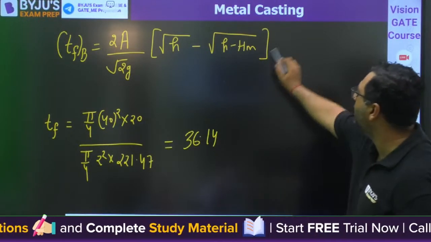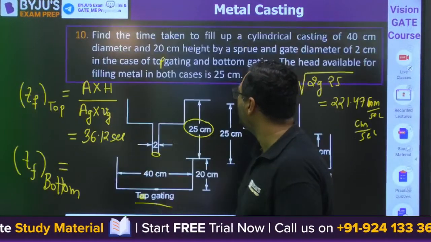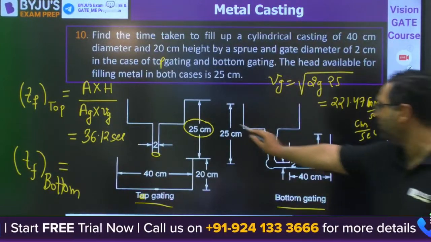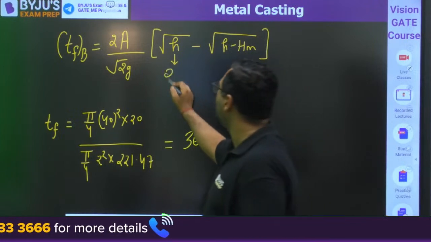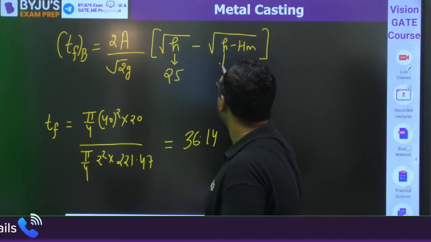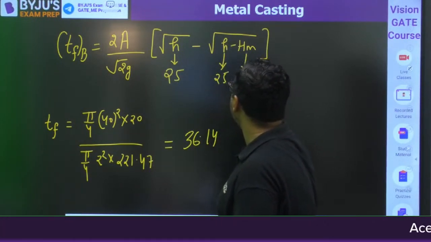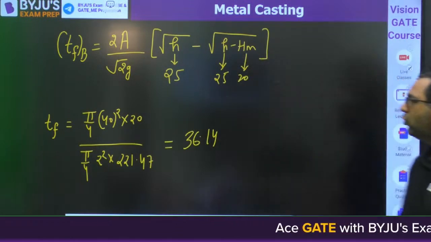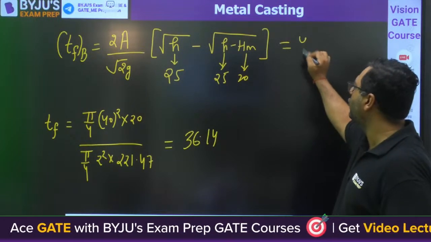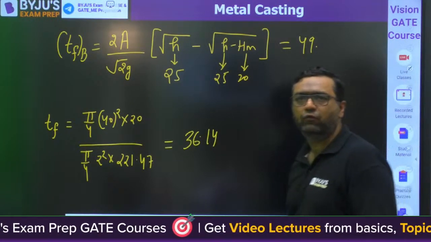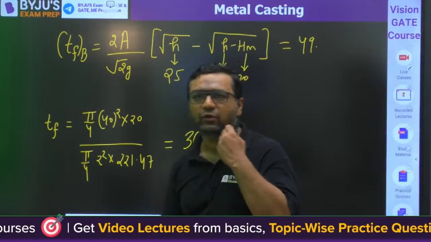Similarly, when you put the values for the bottom gating system, H is 25 and h is 20. So you say 25 minus 20. When you put all the values, you will get the answer 49. Yes, it is right, Utkarsh.